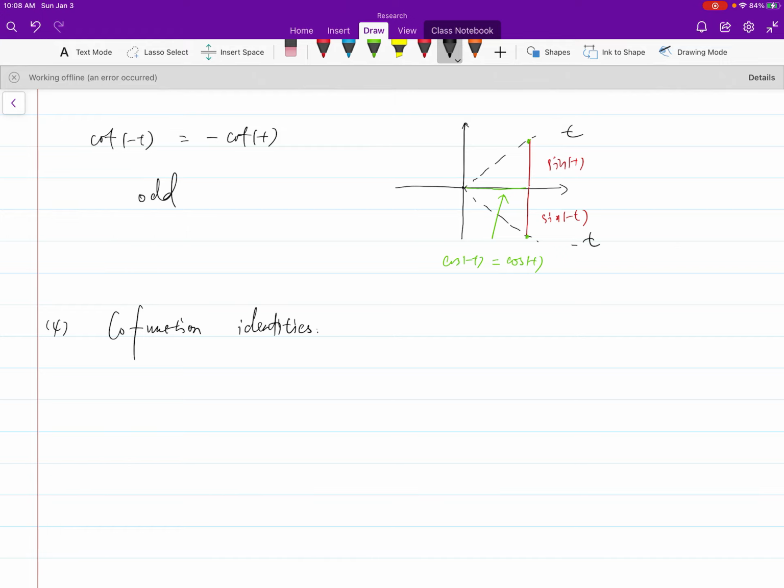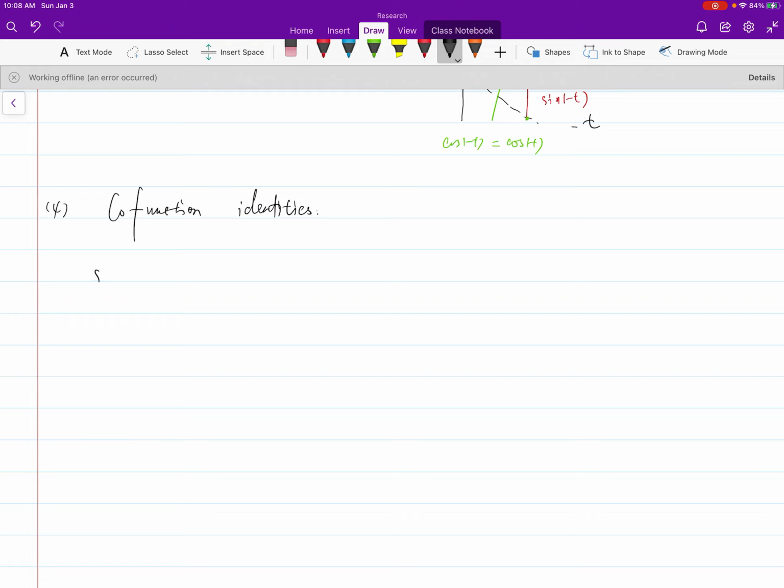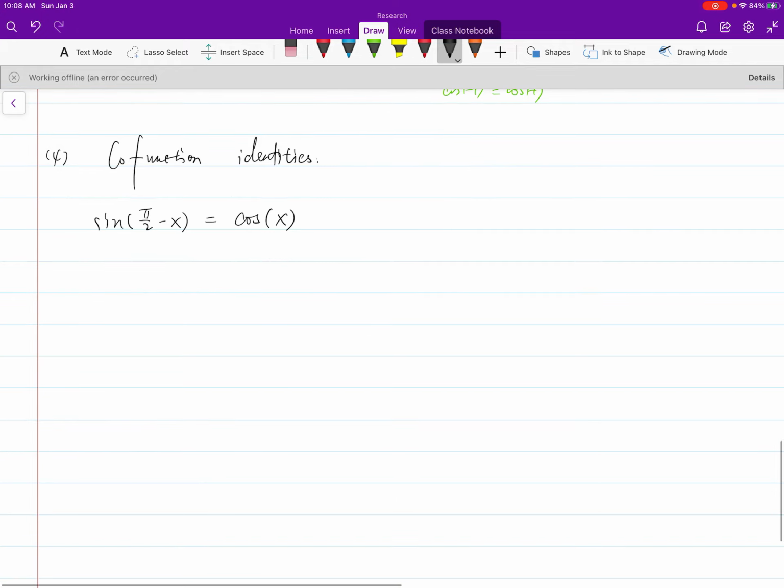Finally, we have the last set, which are the co-function identities, which we didn't address much before. But if you think about it, it's very easy to understand. This is the first one. So what do you have here? You have the transformation from sine to cosine, which is the co-function. From tangent to cotangent, from secant to cosecant, of course.